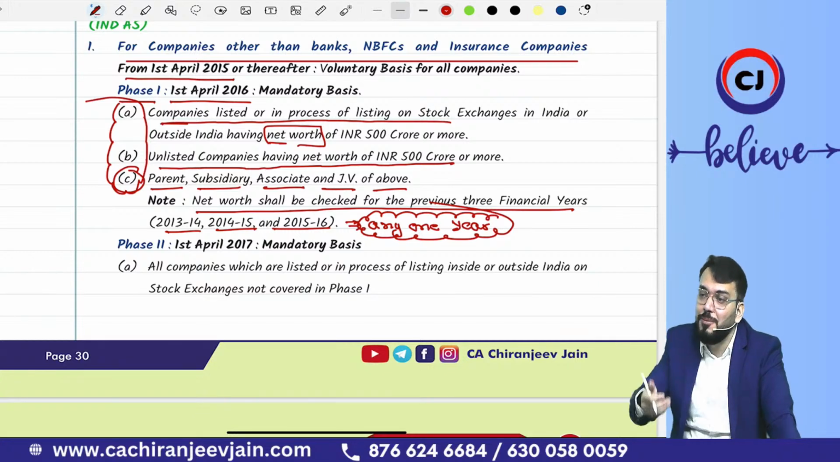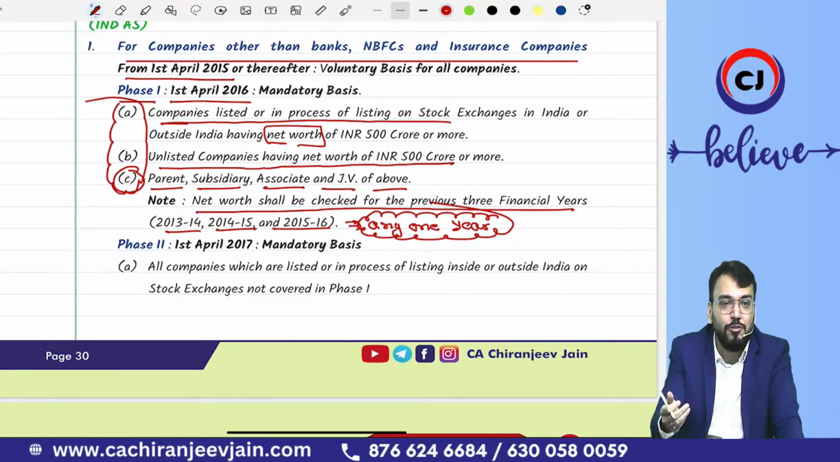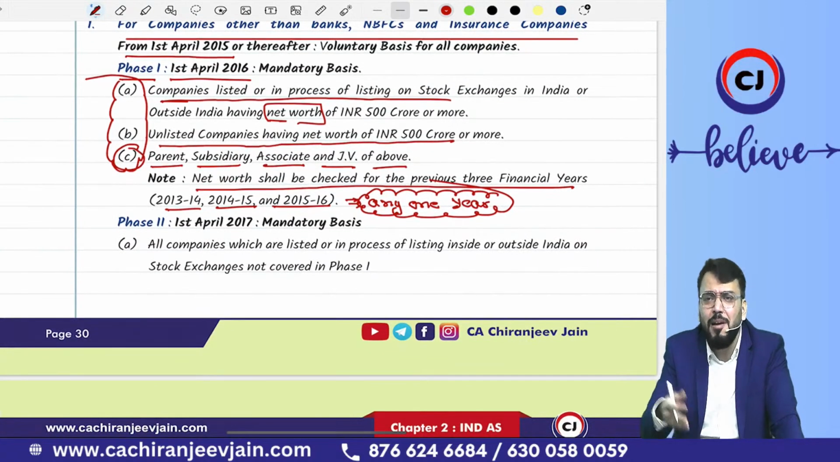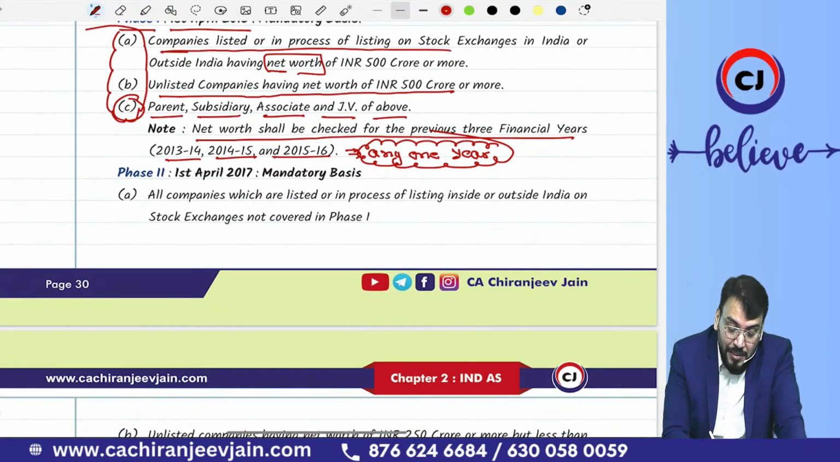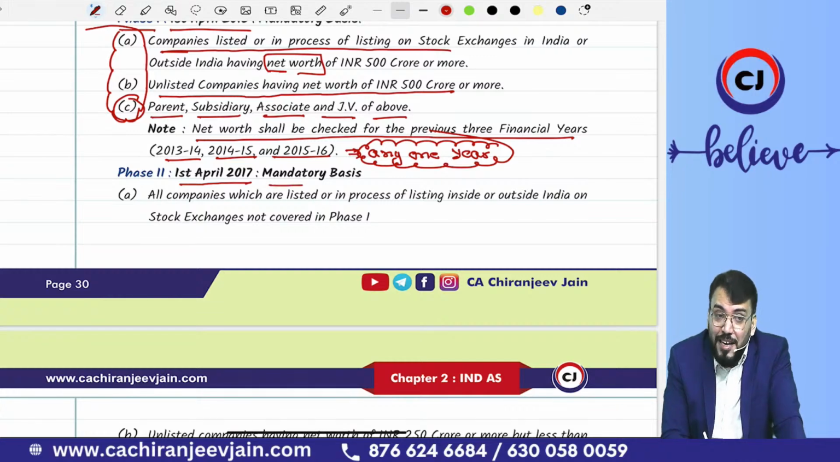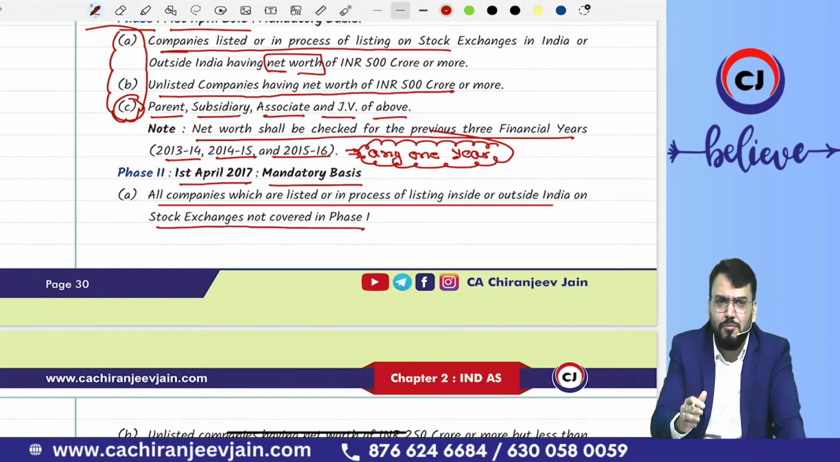Second phase will start from the next year. Next year is what? 1st April 2017. So can I say some other companies will also come under the purview of Ind AS? So what do they now say? From 1st April 2017 on mandatory basis, it will be applicable to all companies which are listed and which are in the process of listing, whether in India or outside India, on stock exchange, not covered under phase 1, because those covered under phase 1, to them Ind AS is already applicable from 1st April 2016.